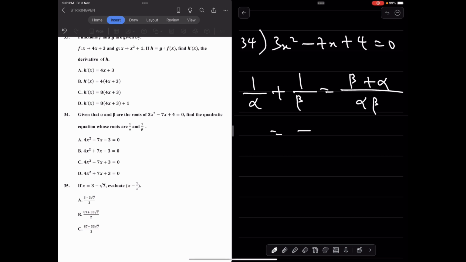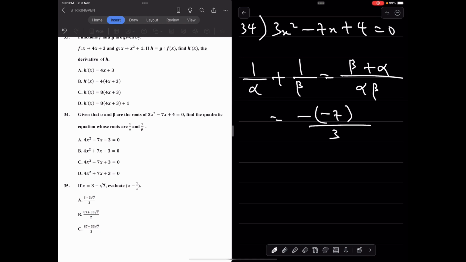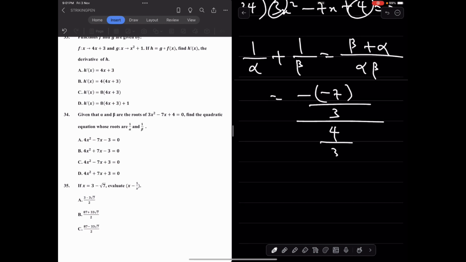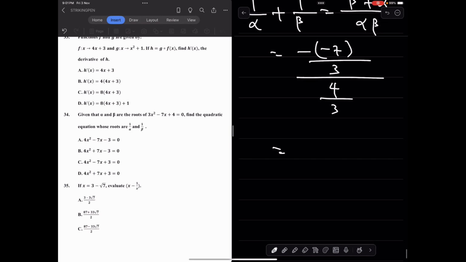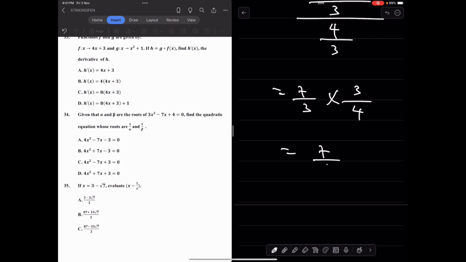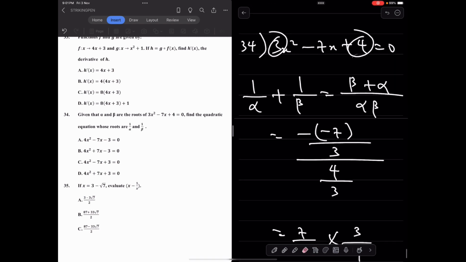Beta plus alpha is the same as alpha plus beta, and alpha plus beta is minus b over a. That's minus into brackets minus 7 over 3. b is minus 7, a is 3, and c is 4. So minus b over a is minus into bracket minus 7 over 3, divided by alpha beta, which is c over a, divided by 4 over 3. And this is simply the same as plus 7 over 3 divided by 4 over 3, which means times 3 over 4. And that's the same as 7 over 4. So the sum of the new roots is 7 over 4.